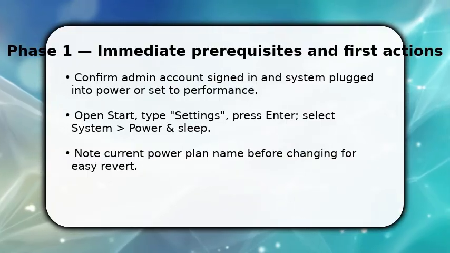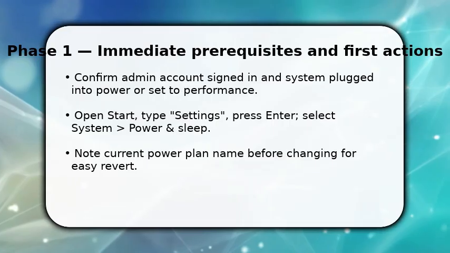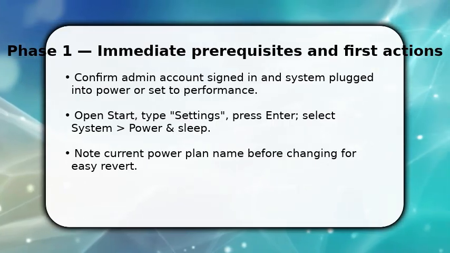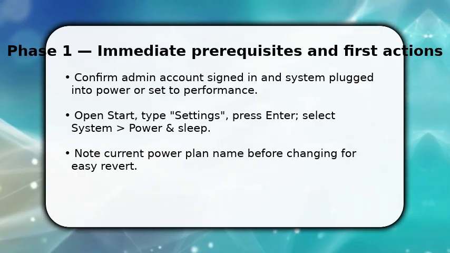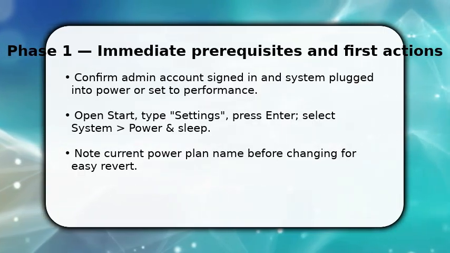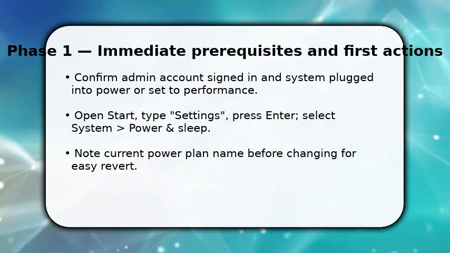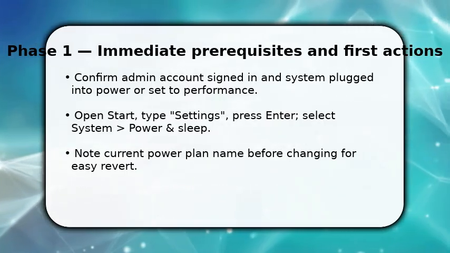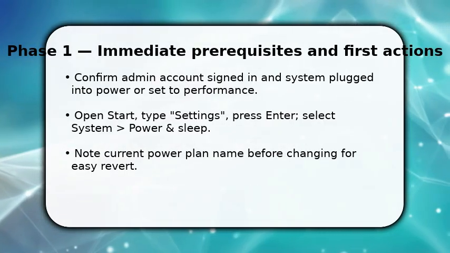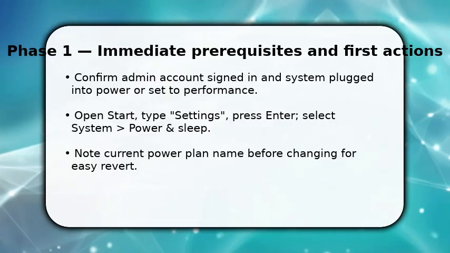You start by making sure you're signed in with an administrator account and plugged in if possible. This prevents interruptions. Once ready, open Start, type Settings and press Enter, then choose System and Power and Sleep. Look at the current power plan name so you can restore it later if needed. You're establishing context and safe conditions. This avoids accidental loss of changes.